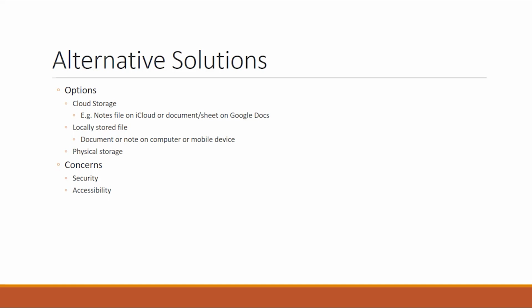Similar to this, we have the idea of a locally stored file. So you can have a document or a note on a computer or a mobile device where you have these things stored. The downside there is that a locally stored file does not transfer from one device to the other. So if you had this stored on your computer and then you are on your cell phone or you're out of the house and you need to access this, say, through a public computer somewhere, you would not be able to because it's stored on your computer at home.